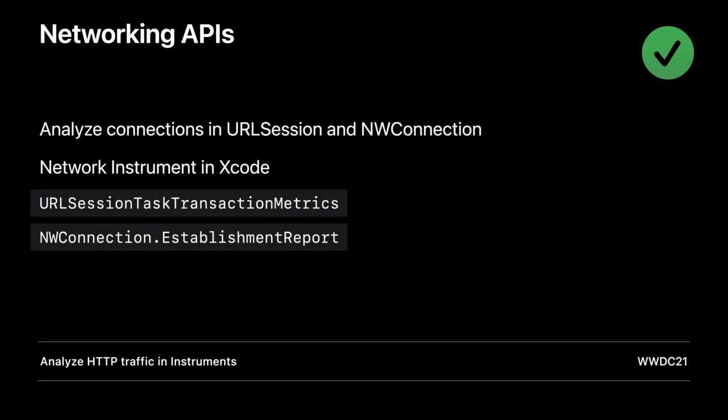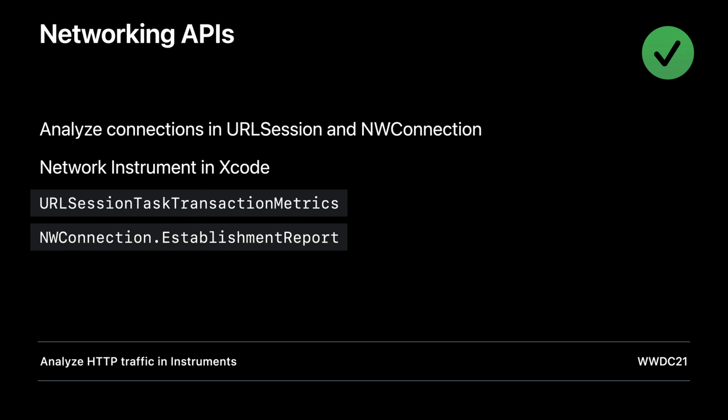If you use URLSession, you can use the Network Xcode instrument to inspect your tasks, even when they are going through Private Relay. You can learn more about how to do this in the Analyze HTTP Traffic in Instruments session.